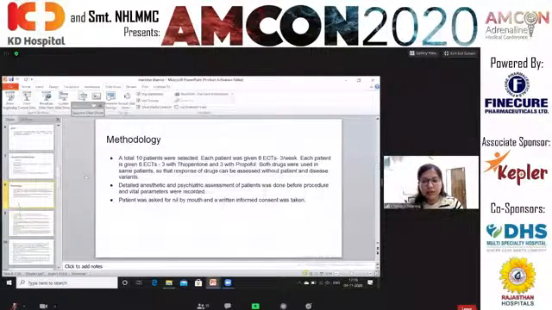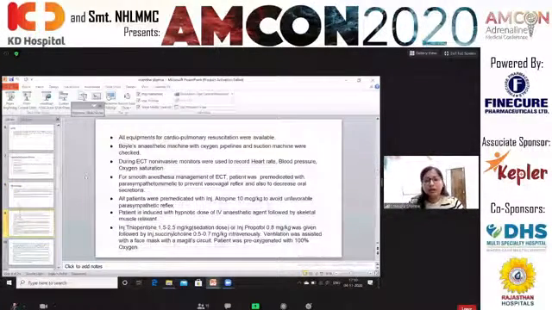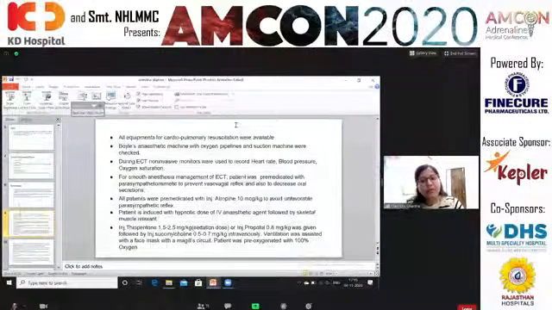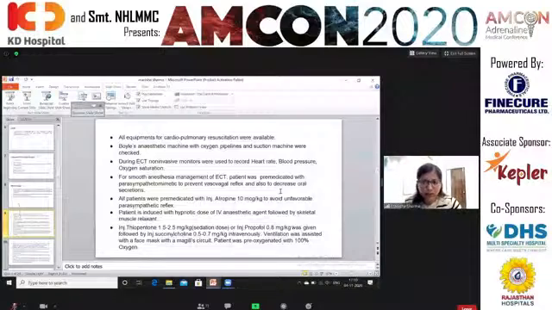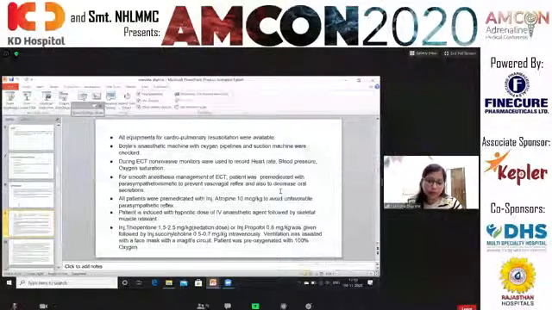The patient was kept nil by mouth, and a written informed consent was taken. All the equipment for cardiopulmonary resuscitation was available. During ECT, non-invasive monitors were used to record the heart rate, blood pressure and oxygen saturation. For smooth anesthesia management of the ECT, the patients were pre-medicated with a parasympatholytic to prevent the vasovagal reflex and also to decrease the oral secretions. So the patients were pre-medicated with injection atropine, 10 microgram per kg, to avoid unfavorable parasympathetic reflex.